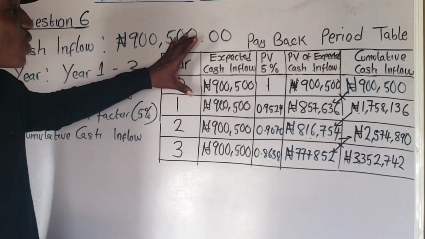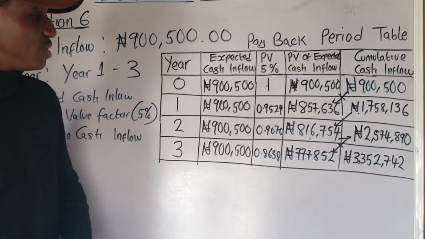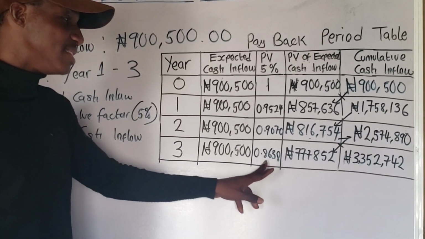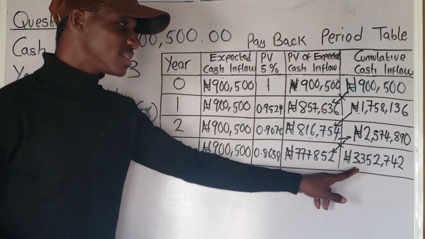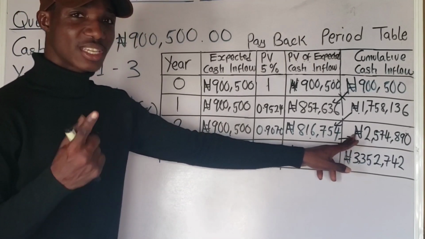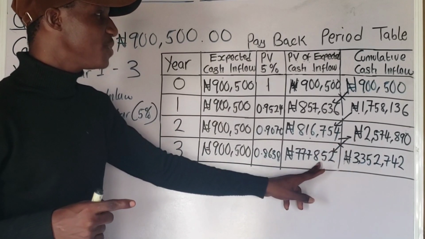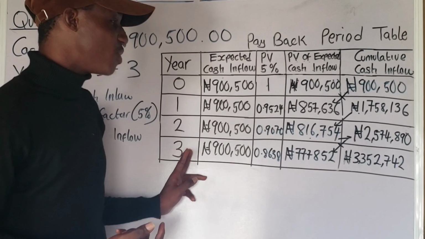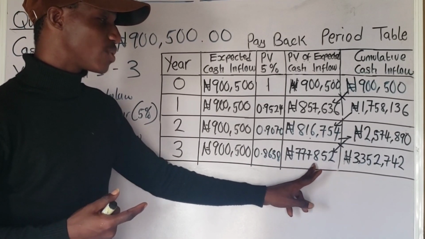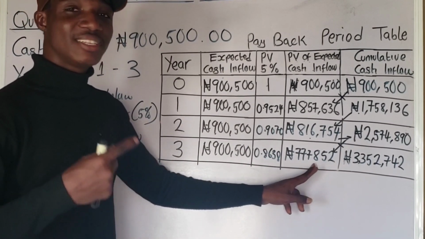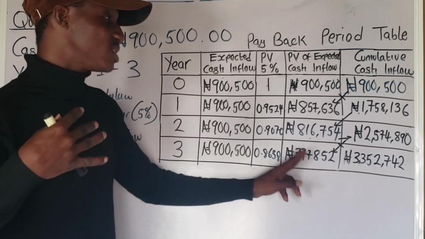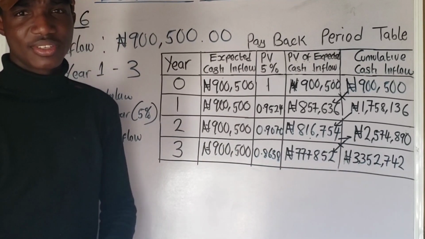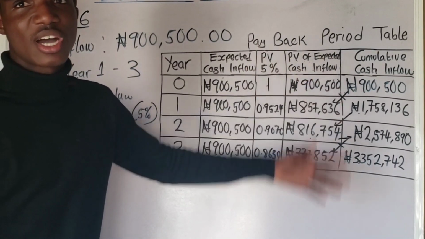So that is how to have completed this payback period now. I'm very sure you understand how I got this and this. I take the product of this and this, I got these cells. Now to get the value of these cells, we add the cumulative cash inflows of the previous year plus the PV of the expected cash inflow of the present year. We are dealing with year 3 now. The PV of year 3 is 777,852. Then I add it with the cumulative cash inflow of the previous year, year 2, which is 2,574,890. So I got this. It is simple. This is what you are asked to do in the exam.